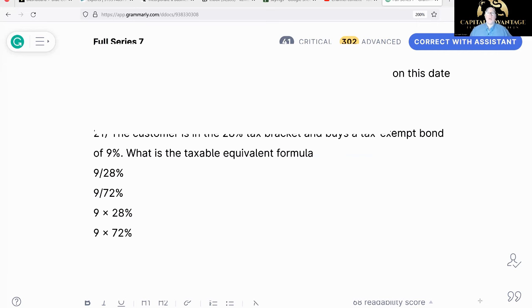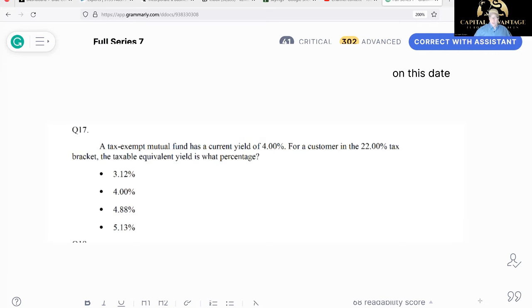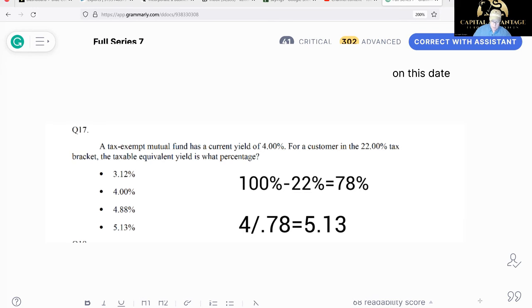Okay, so here's another one. A tax-exempt mutual fund has a current yield of 4%. For a customer in the 22% tax bracket, the taxable equivalent yield is what percent? Tax-exempt means muni, so we're going to divide. So you have to do 100 minus 22. That gives me 78, so that's 78%. I'm going to use 0.78 because I don't want to be an idiot. Since it's a muni, I'm going to divide. 4 divided by 0.78 equals 5.128, which is really 5.13, close enough. So that's all it is.